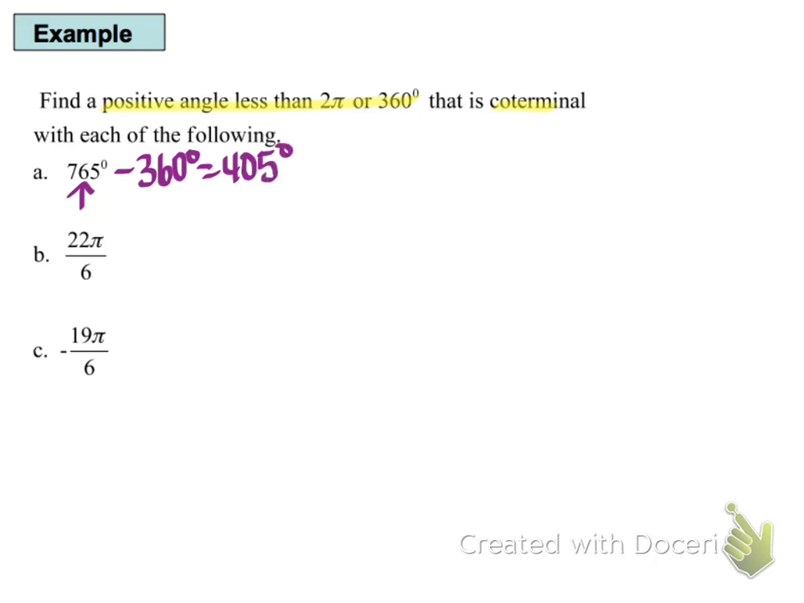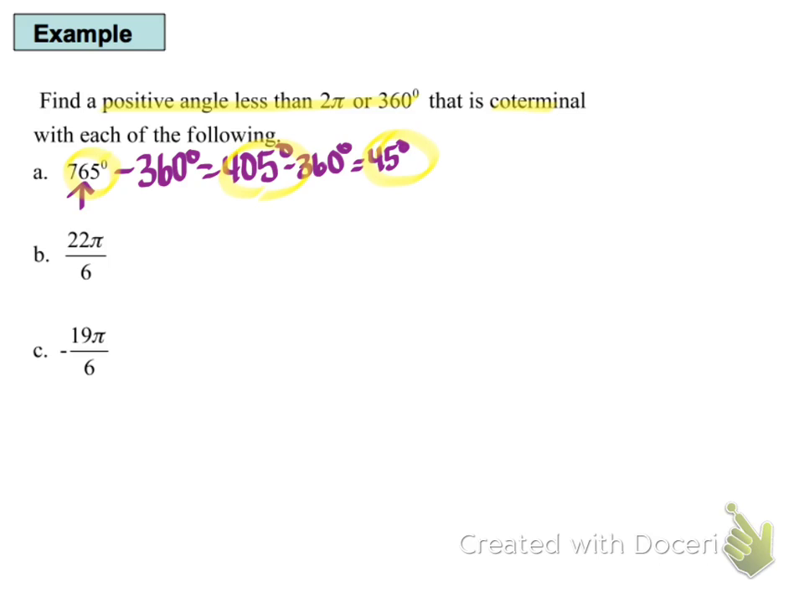Now, 765 and 405 are in fact coterminal. They end in the same position. The problem is that the question wants an angle less than 360. So we're going to have to subtract another time around the circle to get 45 degrees. So this tells me that 45 degrees, 405 degrees, and 765 are all coterminal angles. They would all look exactly the same if we drew them. The one that's positive and less than 360 would be 45 degrees.